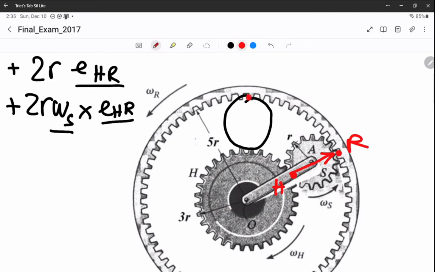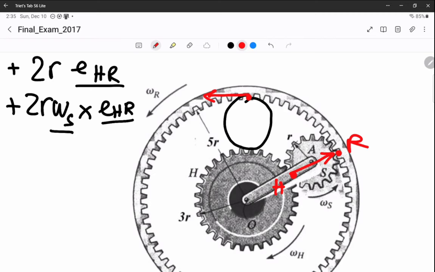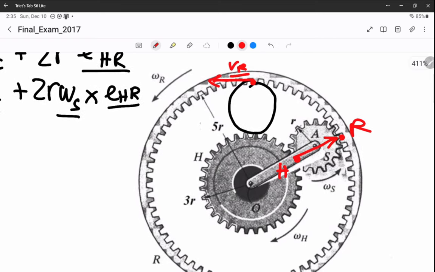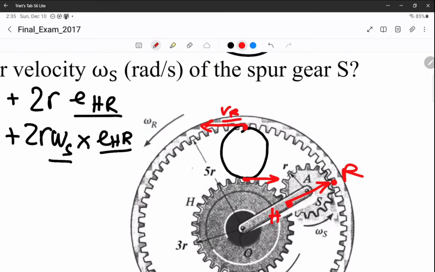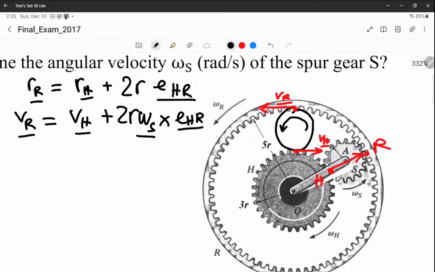At this point, point R, the velocity of R is going to be to the left, right? Because omega R is this way. So this is going to be V_R. And H is going this way, omega H, so point A is going to go this way. That's going to be V_H. And so intuitively, this one's going to rotate this way. Now we have that.